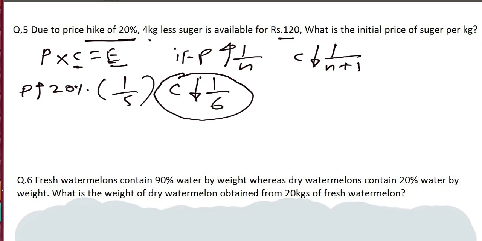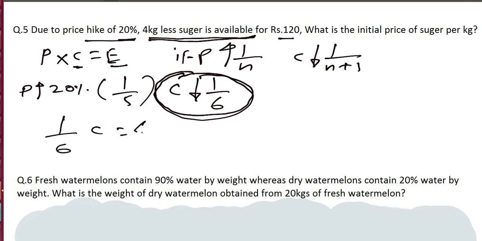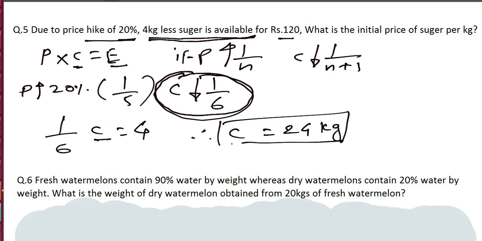Now it is given that 4 kg less sugar is available, right? So our decreased consumption is 4 kg for the same amount which we are spending, that is 120. So decreased consumption is 4 kg, and we are saying consumption should be decreased by 1/6 because of increase in price. So 1/6 of the consumption is equal to 4 kg, that is given. Therefore the original consumption must be 24 kg, right? Therefore we are spending rupees 120 for 24 kg before price hike, right?